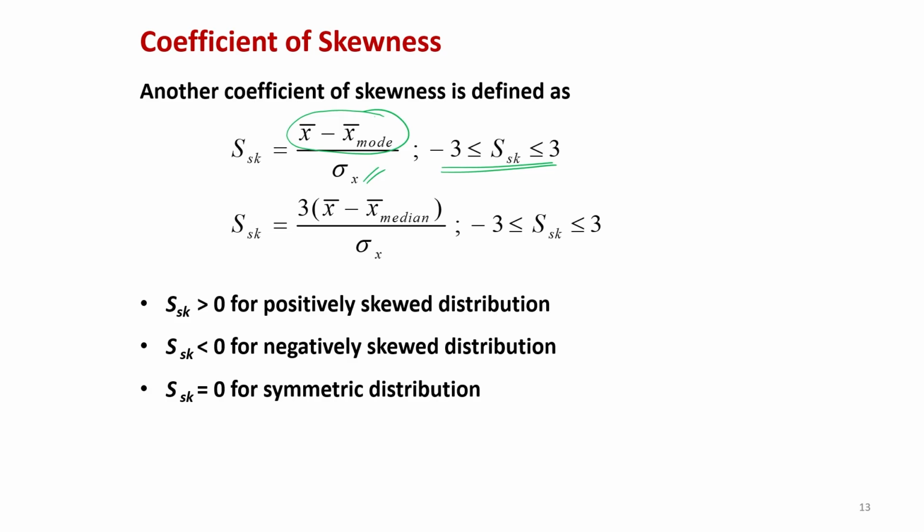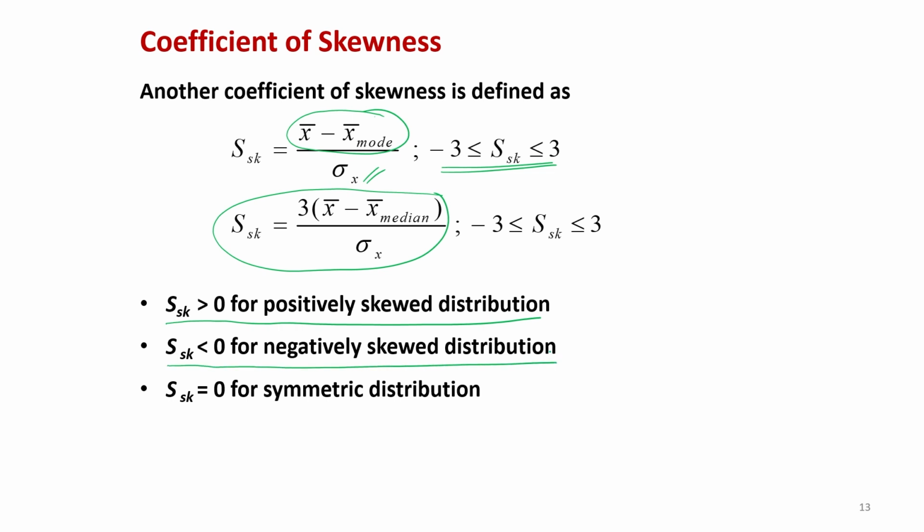And similarly, there is one more measure, because x bar, the arithmetic mean minus mode, is equal to 3 times arithmetic mean minus median. So, the same thing can be given here also. So, this is another measure of skewness, right. If this S coefficient comes out to be greater than 0, that means the frequency distribution is positively skewed. If S comes out to be less than 0, then the curve is negatively skewed, and if S comes out to be 0, that means the frequency distribution is symmetric, right.